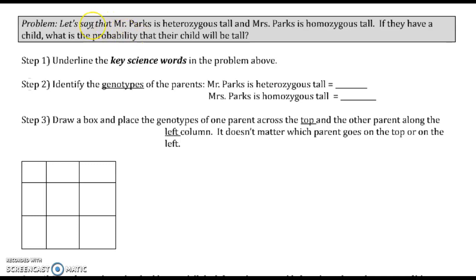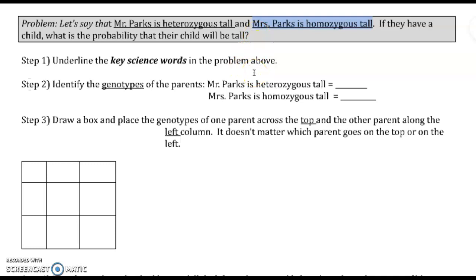Okay, so the problem says, let's say that Mr. Parks is heterozygous tall. Okay, so I'm going to underline Mr. Parks is heterozygous tall, and Mrs. Parks is homozygous tall. If they have a child, what is the probability that their child will be tall?